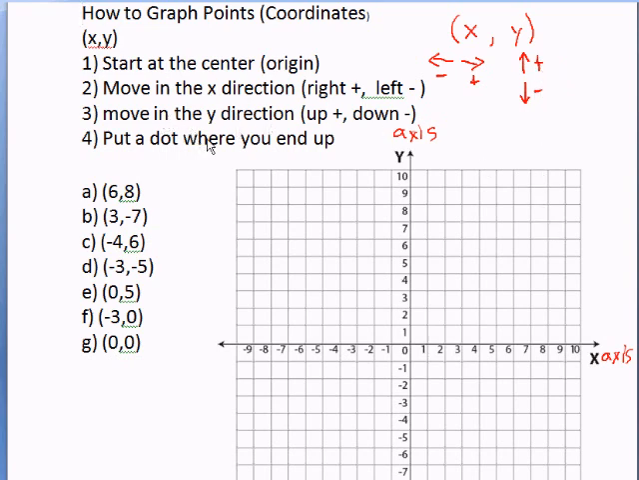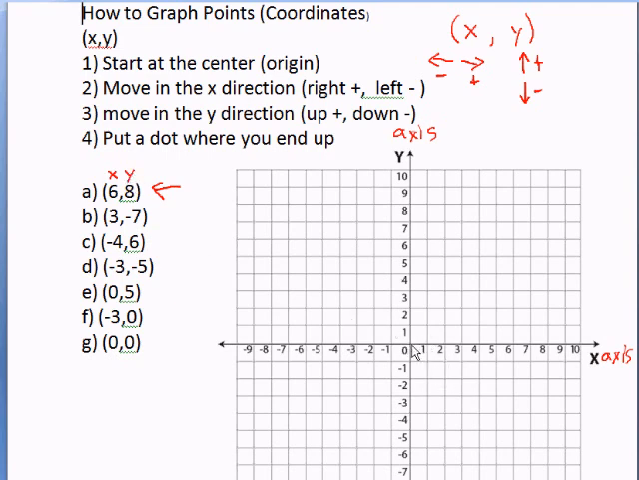So, here's how we label our coordinates or put a dot where we're supposed to, a point. Step 1, start in the center or the origin. The center of your graph is called the origin, so we start right here in the center. Step 2, move in the x direction. We're going to do this first coordinate here. It has an x direction of a positive 6 and a y direction of 8.